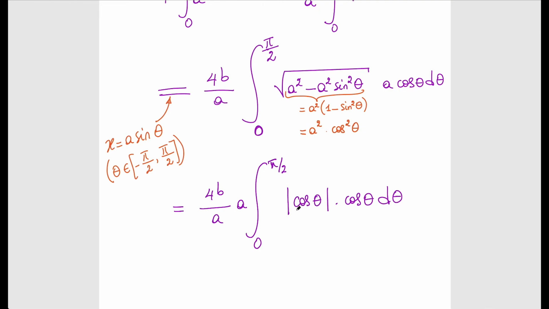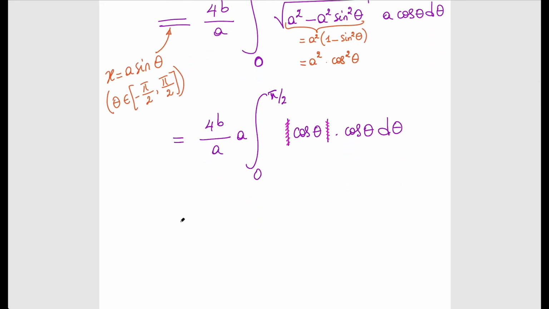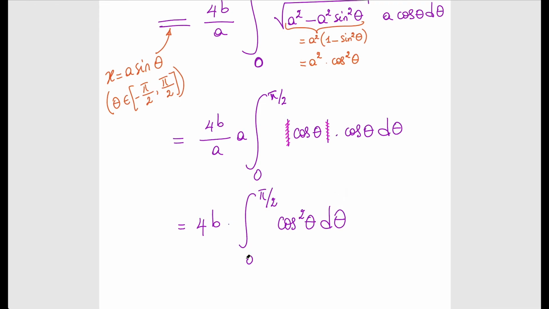As such, what do you know about cosine? Cosine is positive, right? I mean, non-negative. When theta is at the upper bound, it becomes 0. But anyway, cosine is non-negative, and as such, the absolute value is not doing anything, right? So the absolute value of cosine theta, given that theta is in here, is actually cosine theta itself. So we can drop the bars, and then the a and the a cancel each other, so we get 4b times the integral from 0 to pi over 2 of cosine squared theta d theta. And how do we integrate this thing? How do we integrate cosine squared?